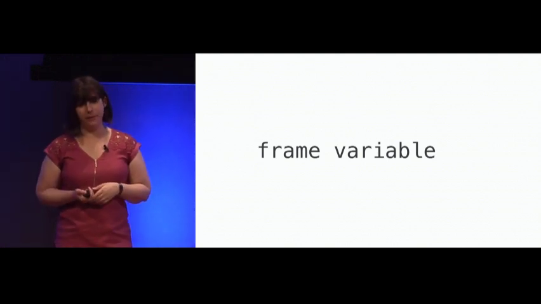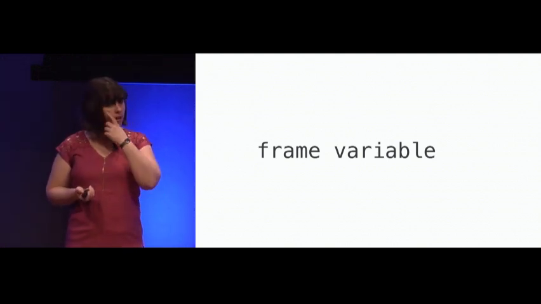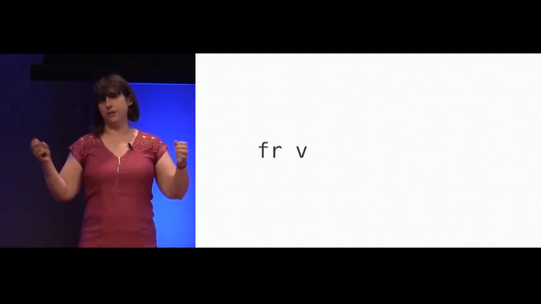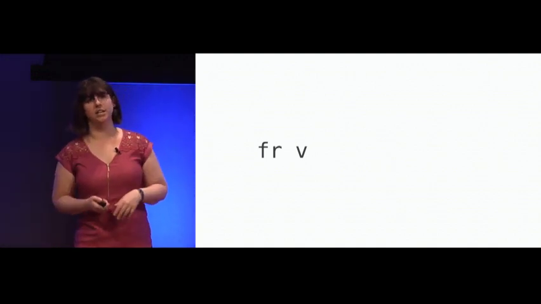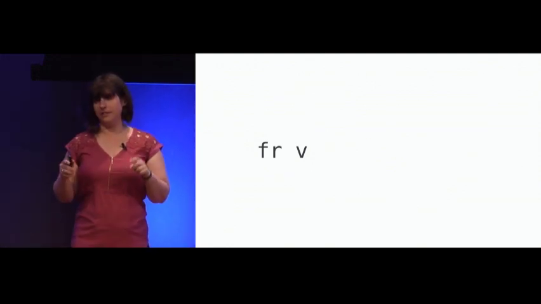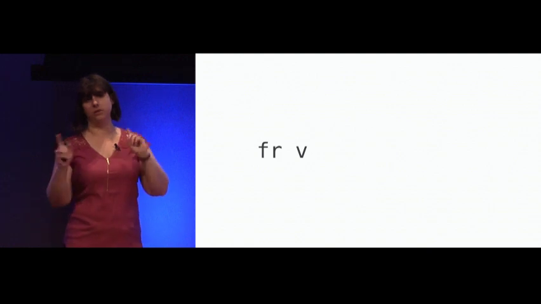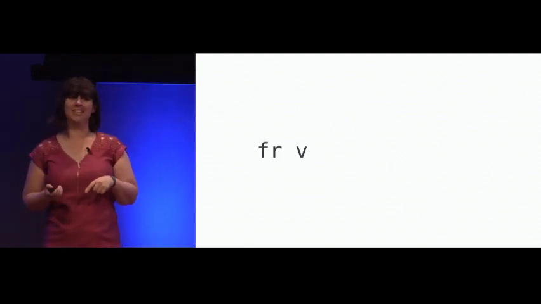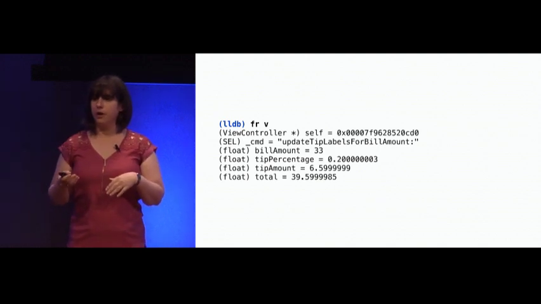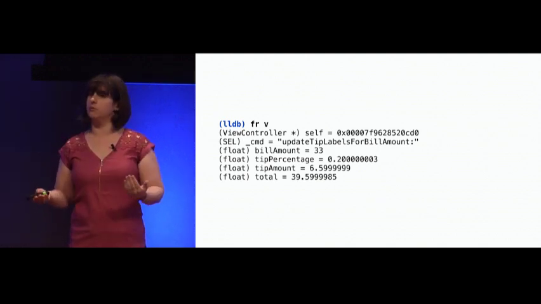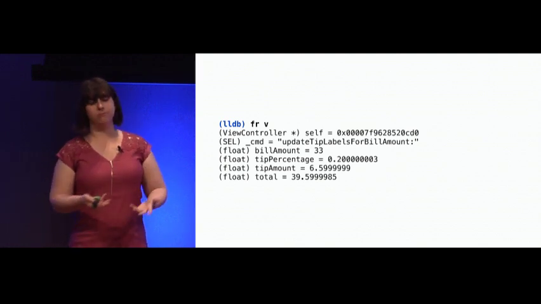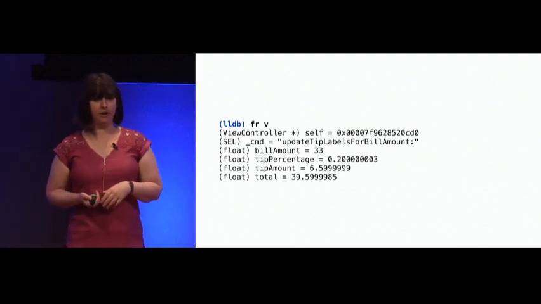Next basic command is called frame variable. lldb has these nice shorthands, so frame variable becomes frv. It's just less characters to type. And lldb in Xcode 9 does have autocomplete now, so this is a lot easier to type out. Wherever you've paused your program, it will print out all of the current variables in scope. Again, you can see this in Xcode's UI, but sometimes you want to get it out in your console.